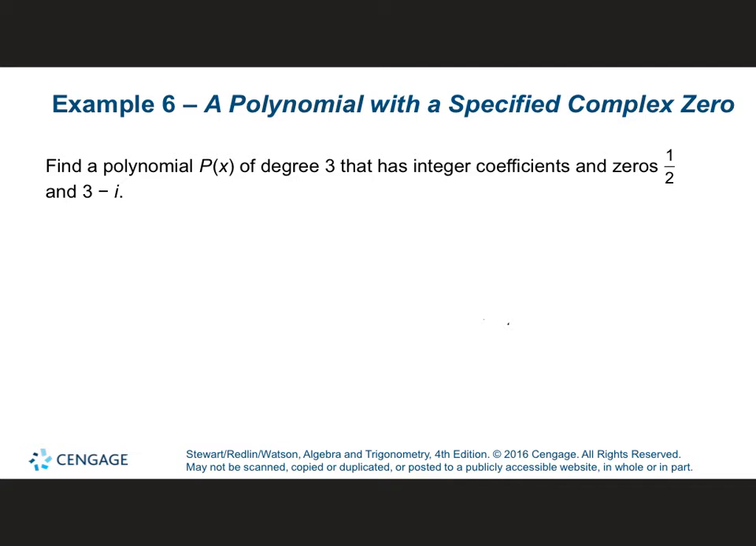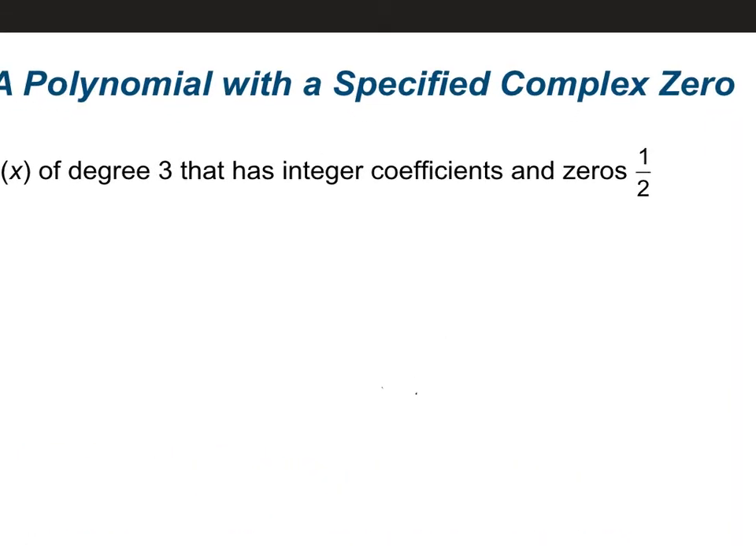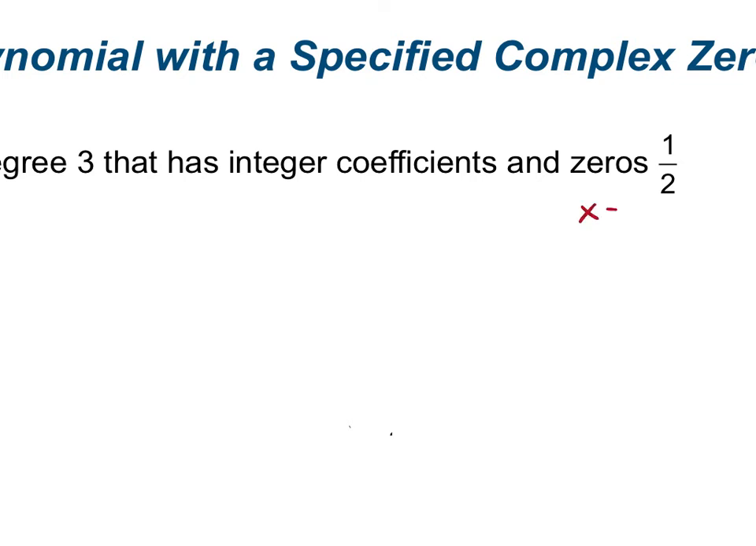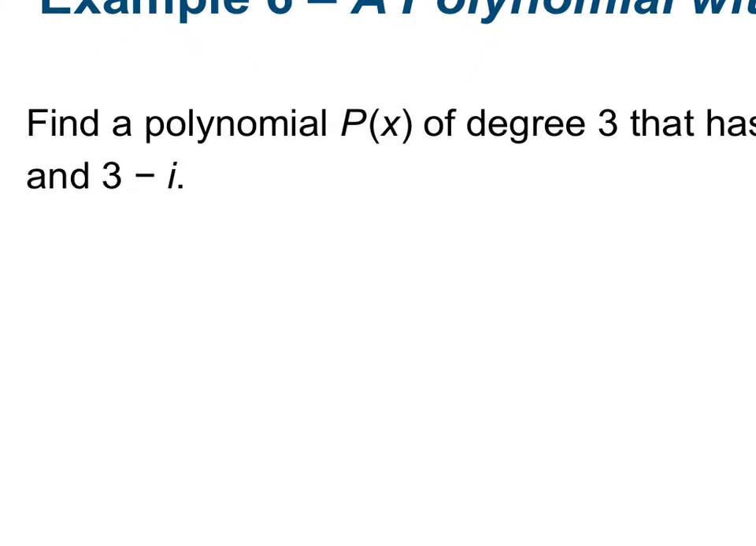With these, if we look at example 6, it tells us to find a polynomial p of x of degree 3 that has an integer coefficient and zeros of 1/2 and 3 minus i. Now this 1/2 tells you that it's a 0, and that just means that x is equal to 1/2. You also have this 3 minus i, which means you have x is equal to 3 minus i, as well as x is equal to 3 plus i. So you have all of these to work with. You have x is equal to 1/2, x is equal to 3 minus i, and x is equal to 3 plus i.